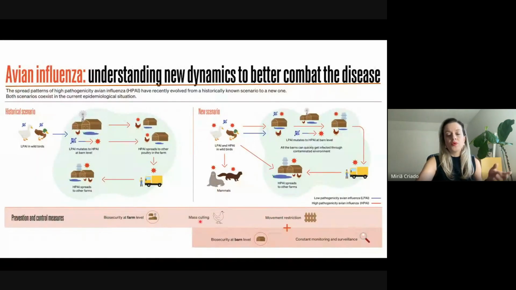There are a lot of different ways to prevent and control, such as biosecurity. In the case of poultry, the main way that they do this is mass killing. They kill all of the birds in those barns, trying to control the disease, because most of the turkeys and chickens die in 48 hours if they get infected by highly pathogenic avian influenza. And there are also different ways you can do this and continue to monitor during surveillance.